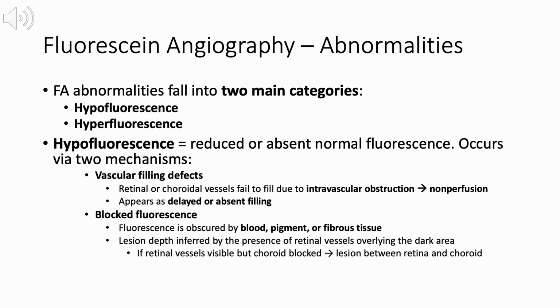When interpreting fluorescein angiography, abnormalities are broadly categorized into two main patterns, hypofluorescence and hyperfluorescence. Understanding the mechanism behind these patterns is essential for accurate diagnosis. Hypofluorescence refers to reduced or absent normal fluorescence and occurs through two primary mechanisms.